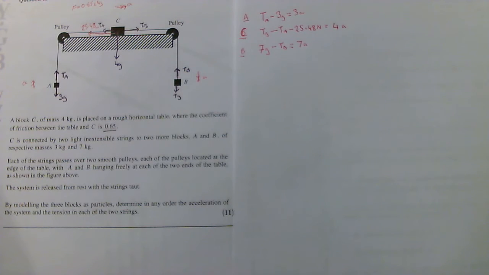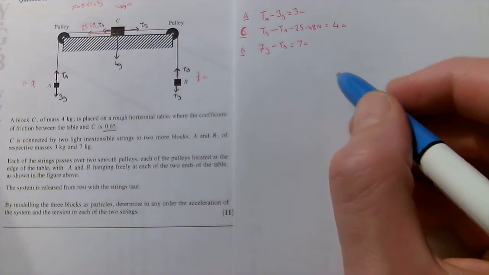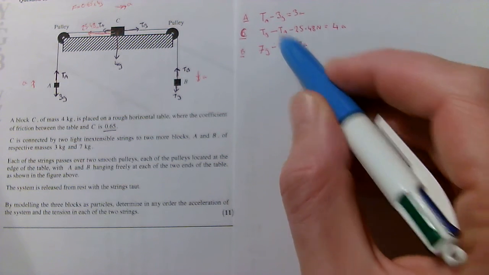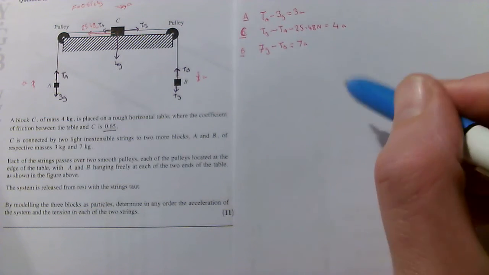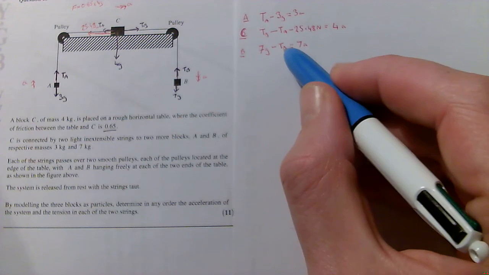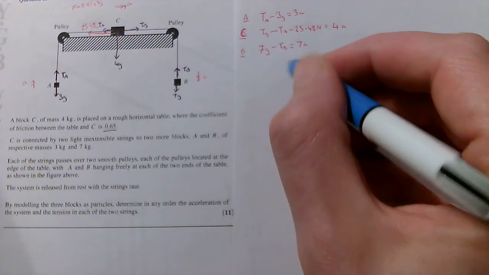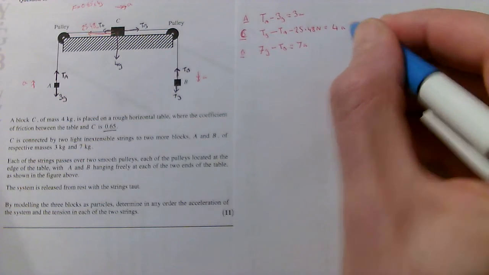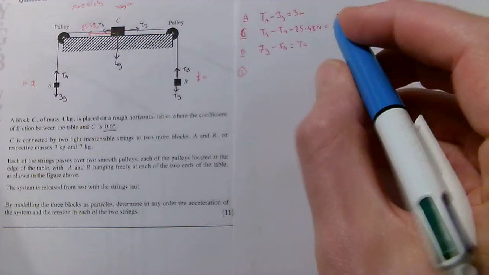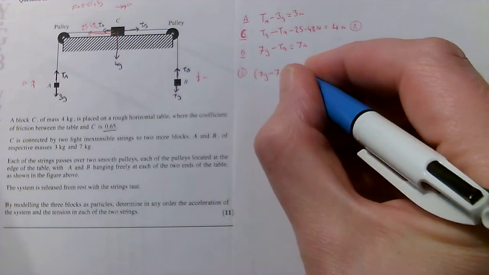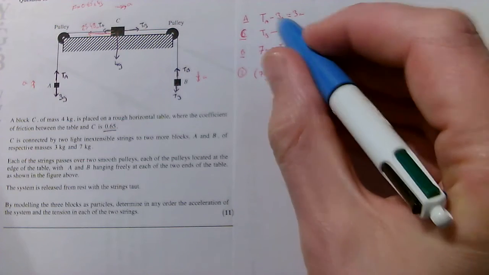So you've got 3 equations, which makes it slightly more complicated than normal. The easiest way to do this is going to be to substitute in, make TB the subject of this one, make TA the subject of this one, and substitute into the second equation. So that's what we're going to do. So I've got TB minus TA. Well, TB is going to be 7G minus 7A. So I'm going to do substituting into equation 2. We've got 7G minus 7A, that's my tension in B, minus the tension in A.